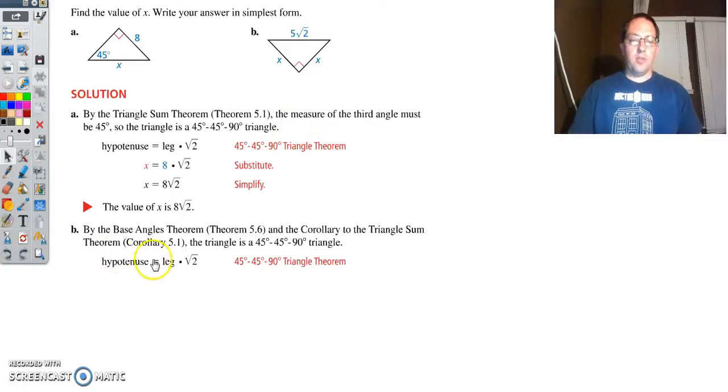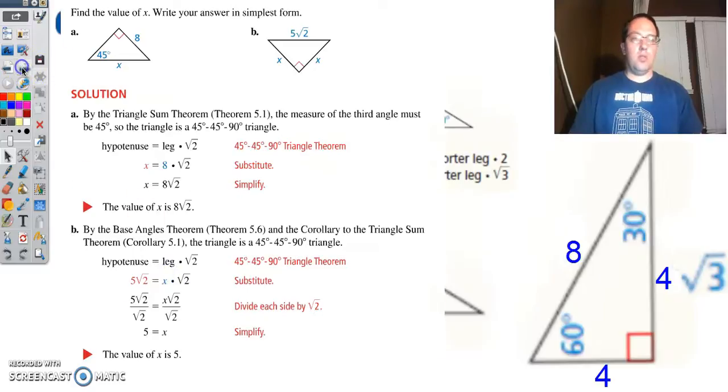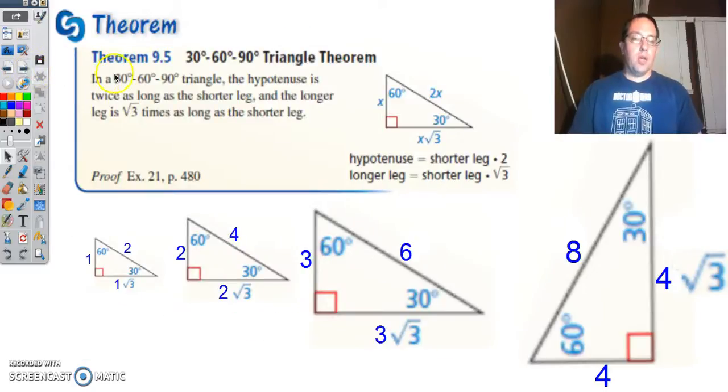Again, the hypotenuse is equal to the leg times the square root of 2. But this time they gave us the hypotenuse. So we have 5 times the square root of 2 equals x times the square root of 2. Well, divide both sides by the square root of 2, and x equals 5. So not too bad, since this has the square root of 2, a little bit more cumbersome when you don't have the square root of 2 right there in the hypotenuse. And we will do one of those, but not yet.